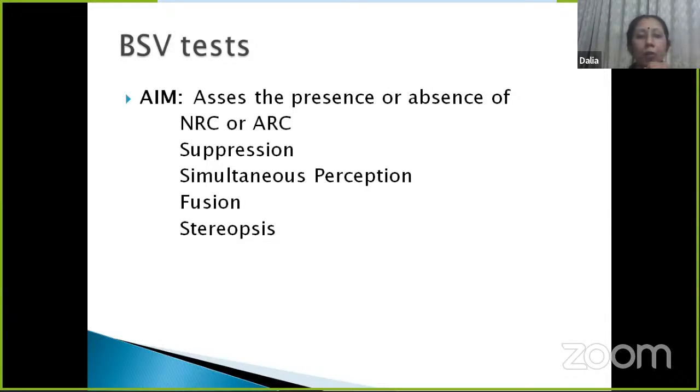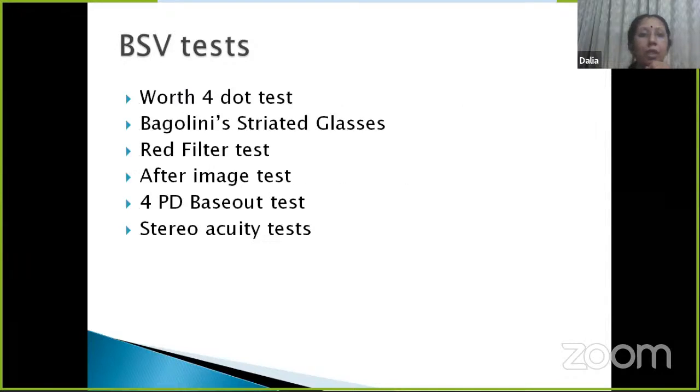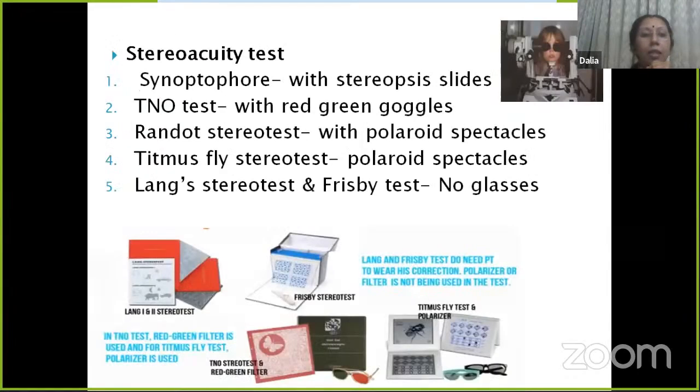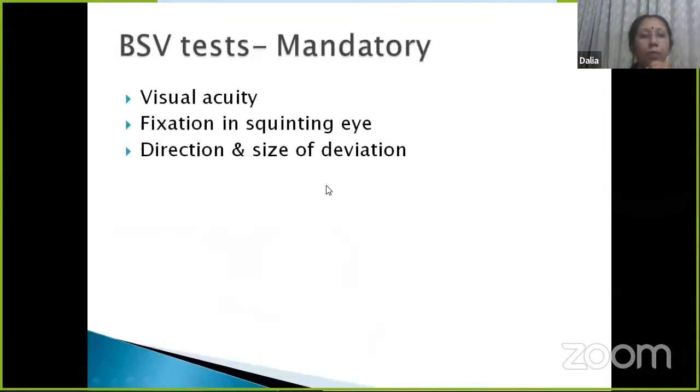I hope all of you have understood what all these terminologies are. These are the various binocular single vision tests which are commonly used: Worth four dot, Bagolini, red filter, after image, four prism diopter base out test, and stereo acuity. I will go through the simpler, commonly used ones in this limited period of time. And these are the stereo acuity tests which are available. We'll go through each of them.